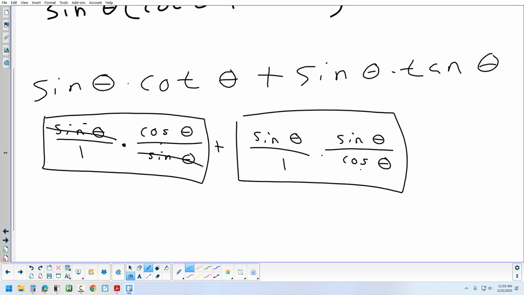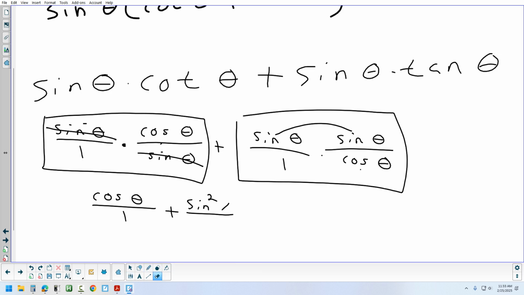So the first part got pretty nice. That's cosine theta over 1 plus, now multiply straight across. What's sine times sine? Sine squared, just like x times x. Okay, so sine squared, and then the bottom, what's 1 times cosine? Cosine. So we've changed everything to sines and cosines.